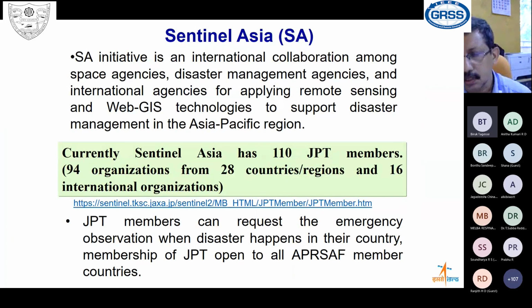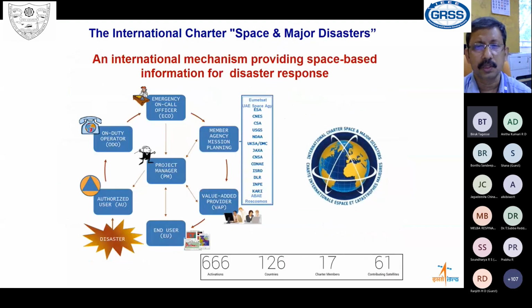As part of our international commitments, we are part of Sentinel Asia, an initiative by the Asia Pacific region, and provide space-based inputs in case of emergency to the member states. We are also a part of the International Charter for Space and Major Disasters, which is a mechanism that provides space-based information for disaster response across the world.